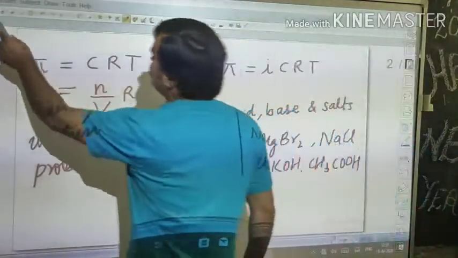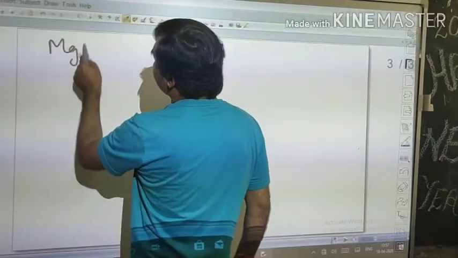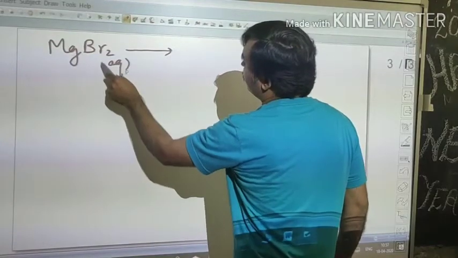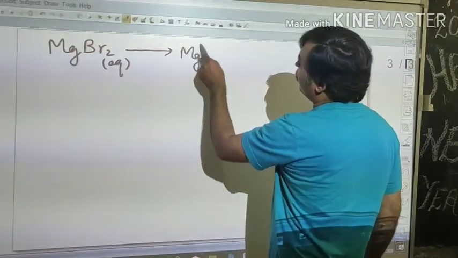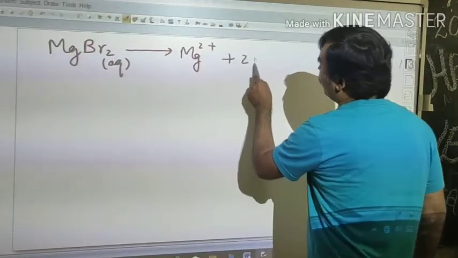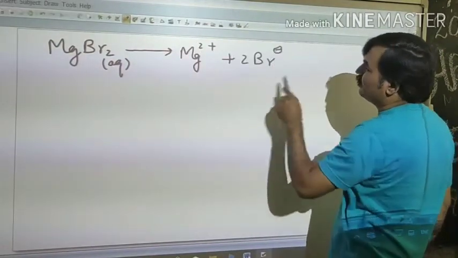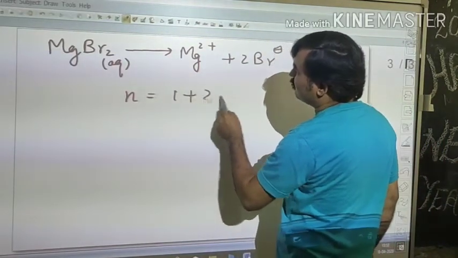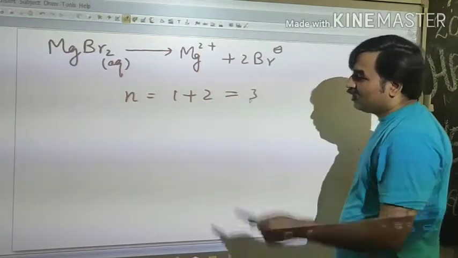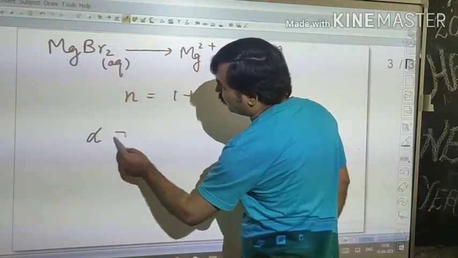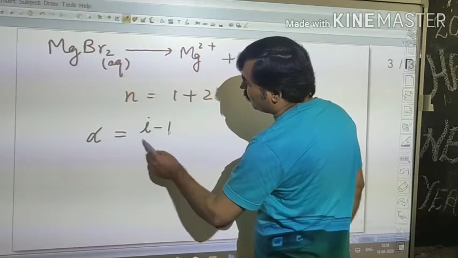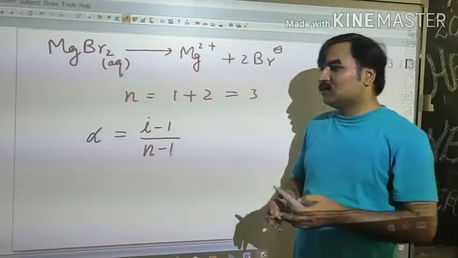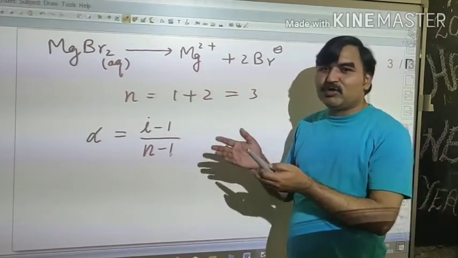Suppose you have taken here MgBr2. In aqueous solution it will give a magnesium ion and 2 bromide ions. So the value of n will be 1 plus 2, this means 3. And you have studied earlier what alpha equals: alpha equals (i minus 1) upon (n minus 1). And if the solute is 100% ionized, then alpha will be equal to 1.